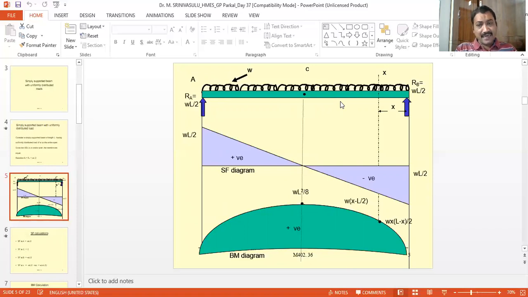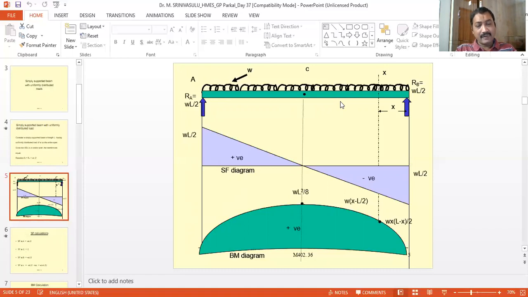That is equally shared by the two supports. So at each support, the load is equal to wL by 2. That means the support reaction at A and the support reaction at B, that is R_A equals R_B, is equal to w into L by 2. So simply we can write down the support reaction values, R_A and R_B, both equal to wL by 2 because it is symmetrical loading.